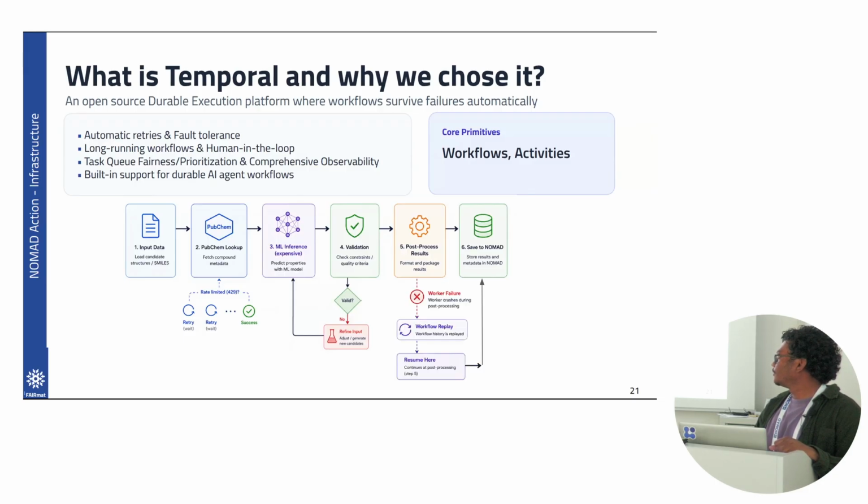And worker failures. So what happens if your worker dies at step 5? Temporal will replay the whole workflow only from step 5 onwards, so that you don't have to pay the costs of machine learning inference again. And it will resume from there, and then you can save the results back to NOMAD.